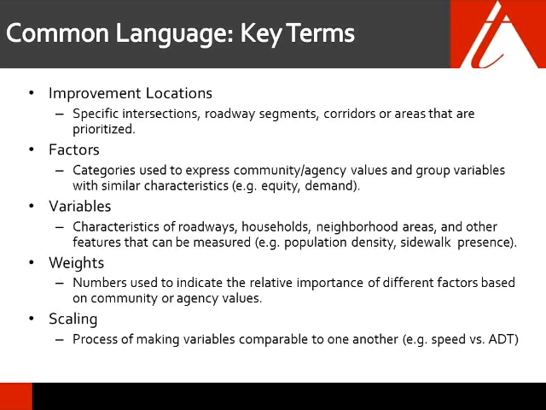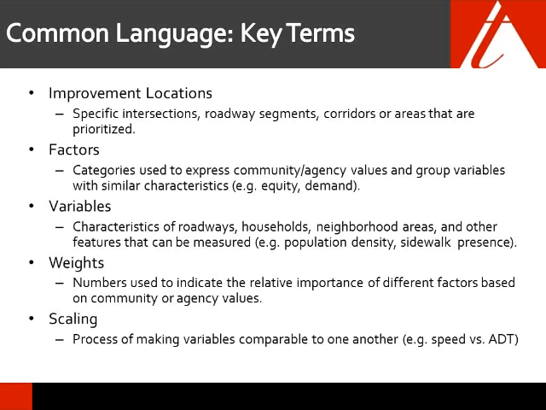Variables are characteristics of roadways, households, neighborhood areas, etc. Some examples: population density, sidewalk presence. So variables are those things that you can actually measure. And then weights are numbers used to indicate the relative importance of different factors. And again, this is going to be based on community or agency values. And as you'll see shortly, that's a real key thing about the tool that allows you to play around with weights and explore different scenarios.